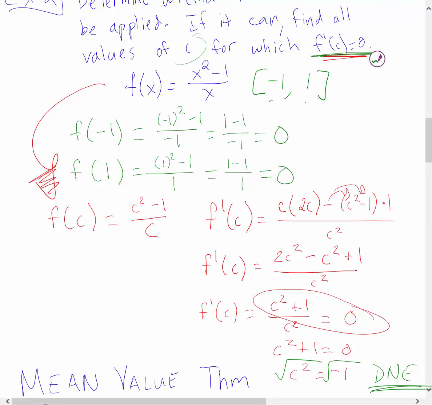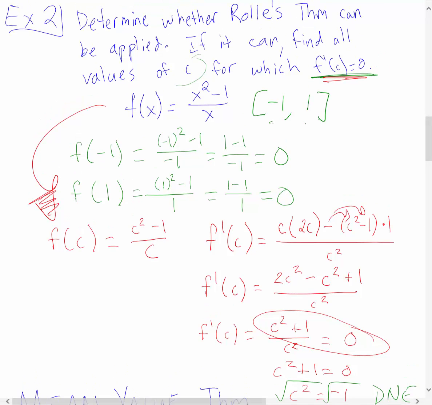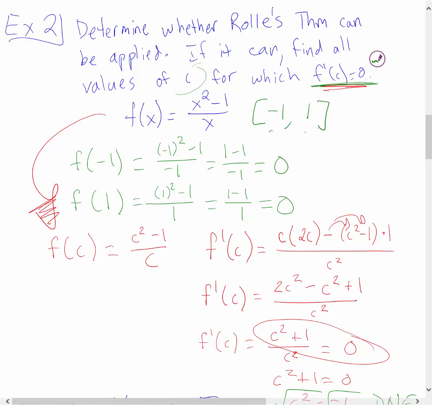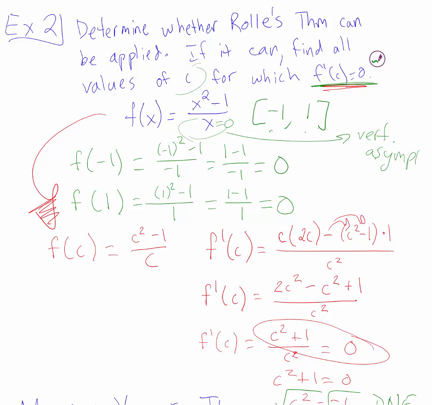And one quick way to save yourself a lot of work would have been to look up at the original, right? x squared minus 1 over x. Anytime we have a denominator, if you set that denominator equal to 0, you can find out where the asymptotes are, right? So this would have a vertical asymptote at 0, which is in between that -1 and 1. So you could immediately say, you know what? This graph is not continuous, and so Rolle's theorem can't work.